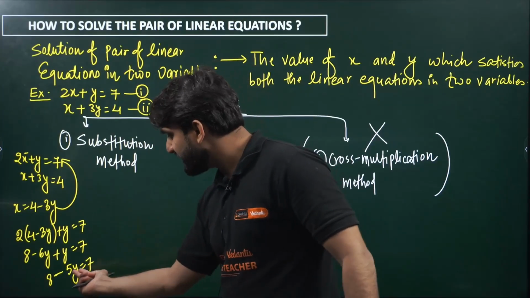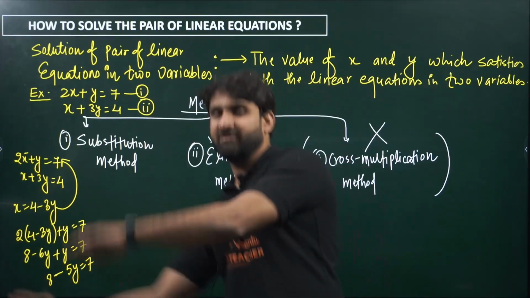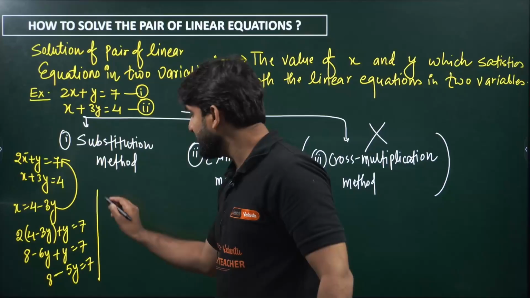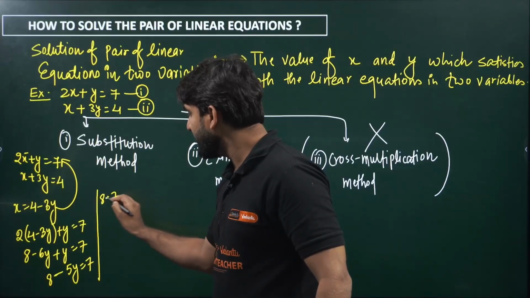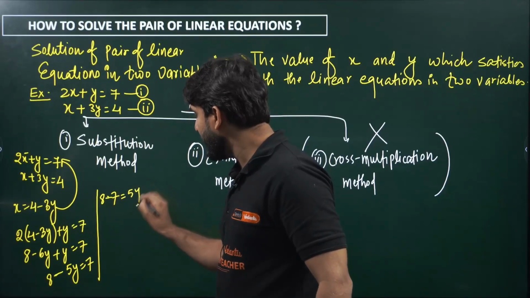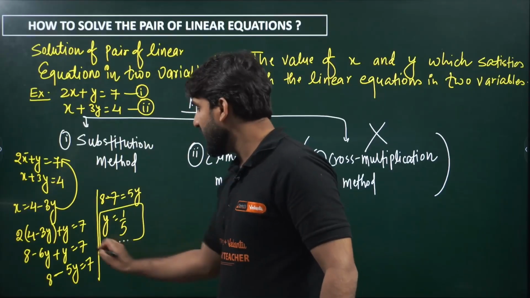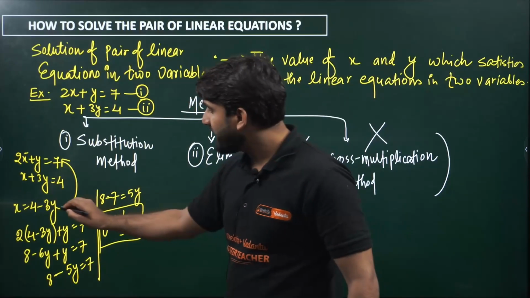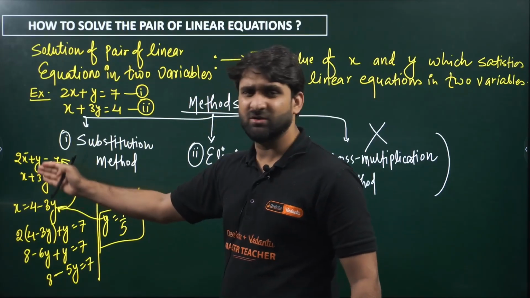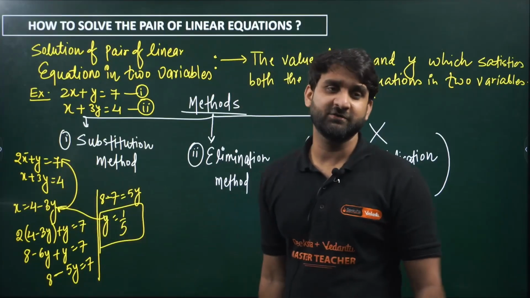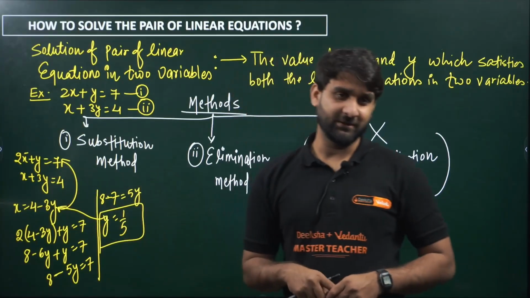So can we please shift minus 5y this side, and 7 will go there. So we can also write this as 8 minus 7 is equal to 5y. So we have y is equal to 1 by 5. And on putting this value in any equation, either the first or the second, you can get x. So this is called substitution method.